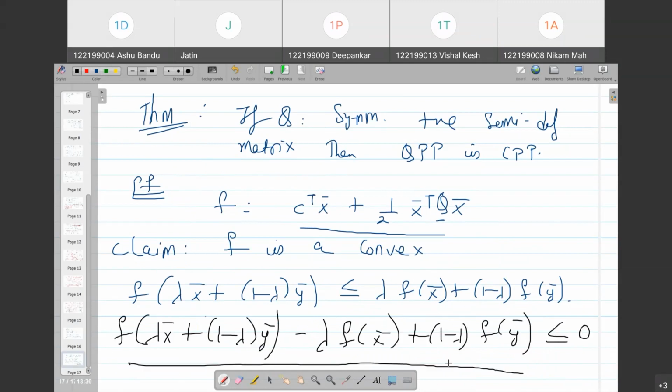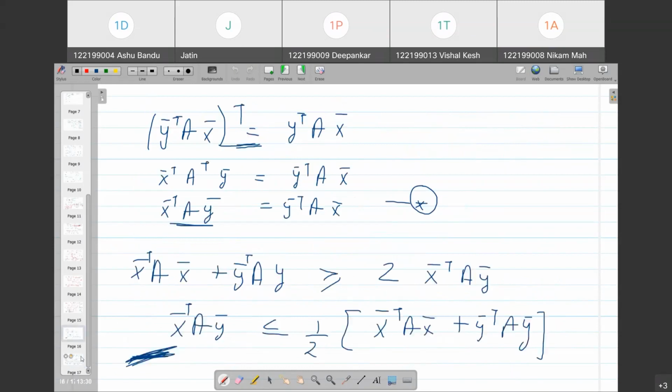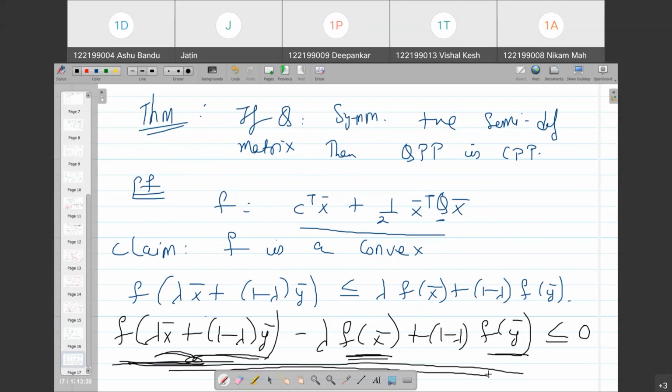You start with the left hand side. What is f of this? It is C transpose into this x plus half into this transpose Qx, plus again apply f of x over here: C transpose x bar plus half x transpose Qx. What is f of y bar? C transpose y bar plus half y transpose Qy bar. Multiply everything inside. Use this lemma to prove that your LHS is less than or equal to 0. Okay, so that's the hint to prove that a QPP is a CPP. So just prove this at home, and you can ask me tomorrow if you get stuck.